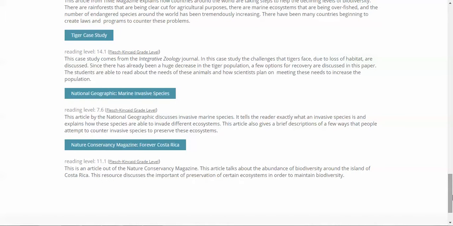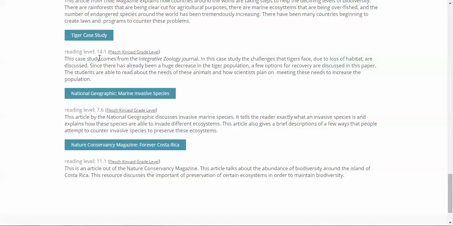For example, this article right here is at an 11.1, so this is almost exactly where my students should be reading at. But this article here is at a 7.6, so it would be geared more towards my students who have lower reading levels. And up here, this case study has a reading level of 14.1. So my students would likely need my assistance with understanding this material, but some of them may actually be reading at this level. So let's get started by looking at my text-based resources.